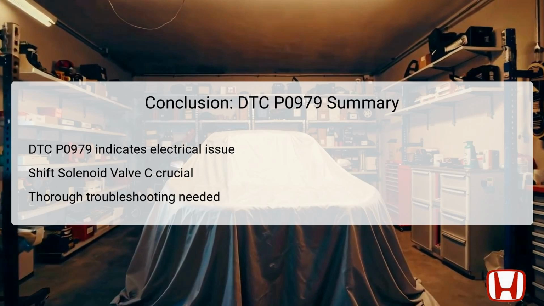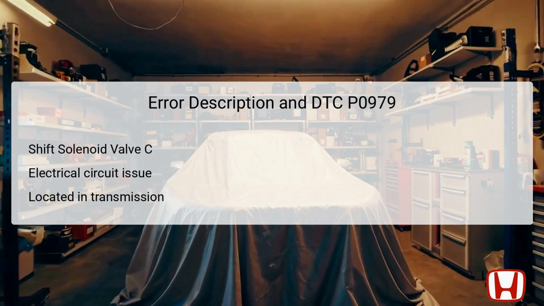A thorough troubleshooting process involving both electrical checks and verification can help resolve the issue effectively. Focusing on preventive maintenance can help you avoid future recurrences of this DTC. Always consult the Honda Diagnostic System for accurate troubleshooting procedures and follow through with repairs diligently to ensure proper operation of the vehicle's transmission. The error described by DTC P0979 pertains to the Shift Solenoid Valve C, which is integral to the Honda Accord's automatic transmission operation.